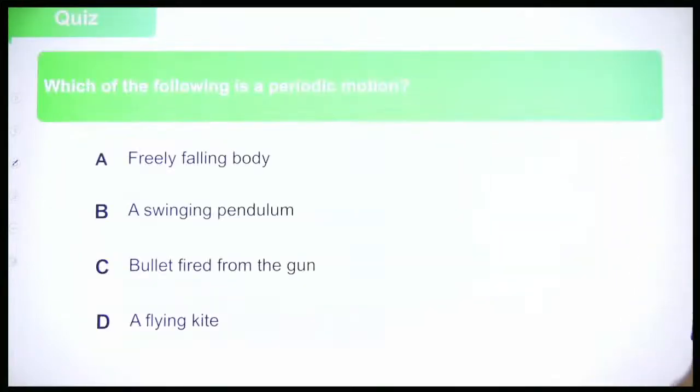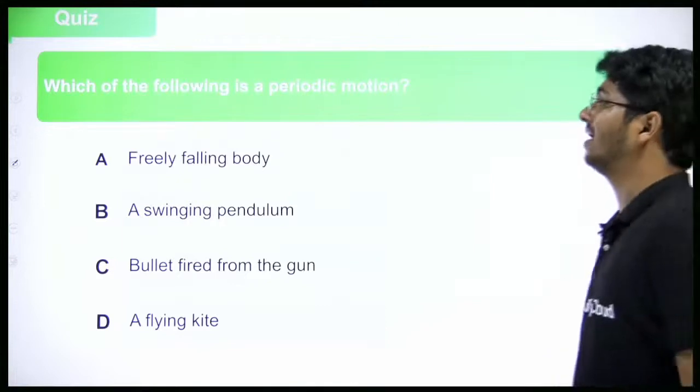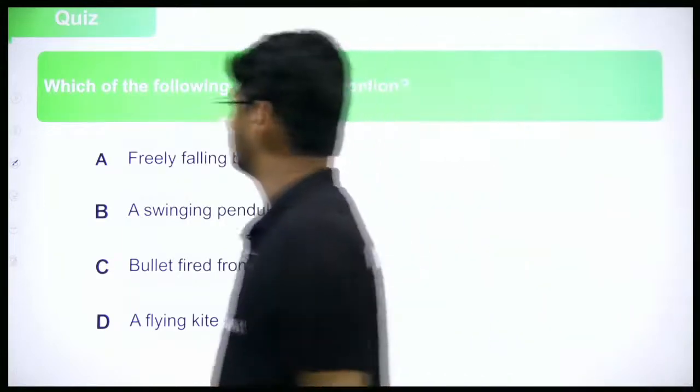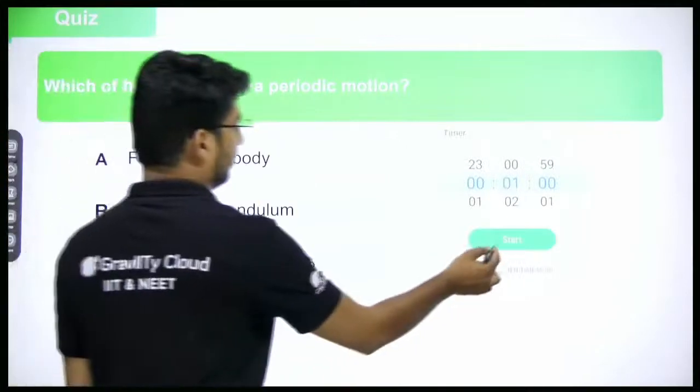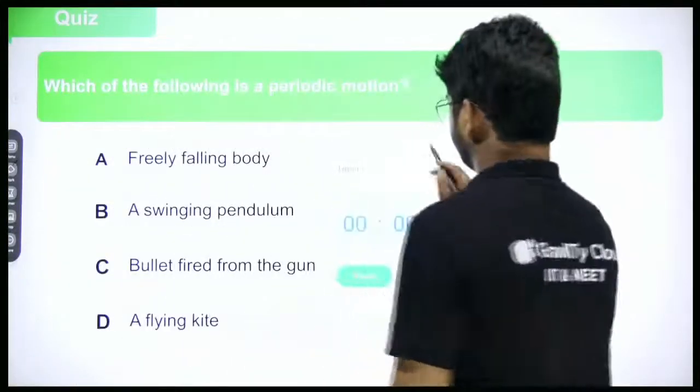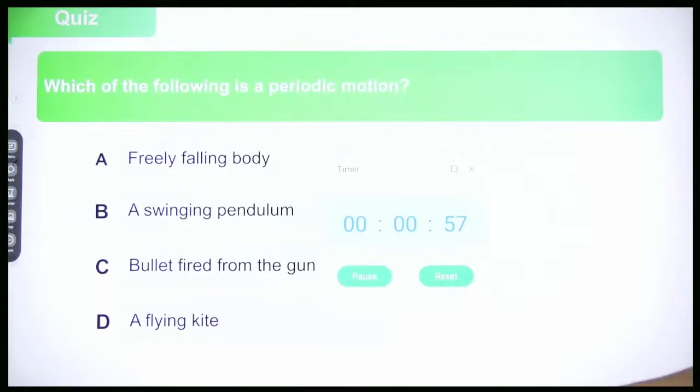Okay, so let's go into a few questions then. Which of the following is a periodic motion? I'll give you 1 minute of time. So please solve it. Which of them is a periodic motion? You have options.